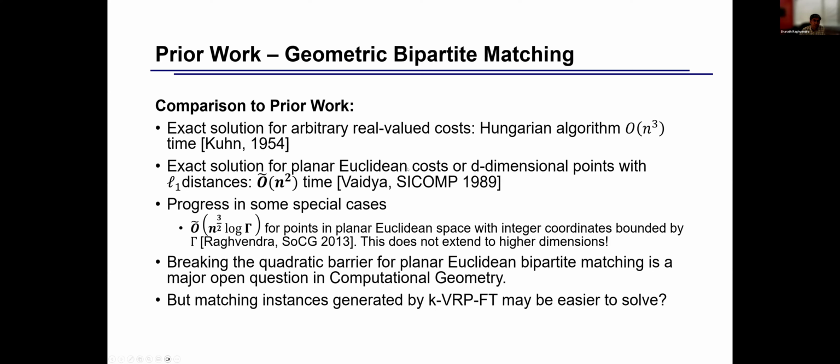But essentially, if you're dealing with geometric data, there was a very nice paper by Vaidya in, I think, 1989, where he showed that if you're dealing with Euclidean costs or L1 distances, then you can develop a geometric data structure that can speed up the Hungarian algorithm and improve the running time from n-cube to n-squared. And that's been the state of the art since. We do not know how to improve upon this quadratic complexity. It's been several decades now, but we haven't been able to make substantial progress.